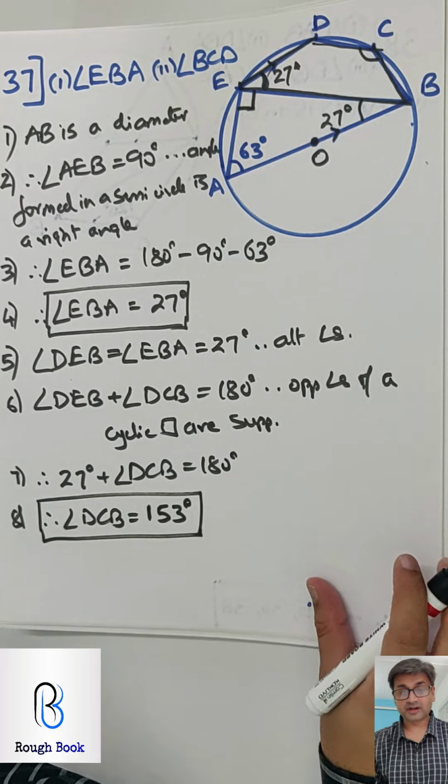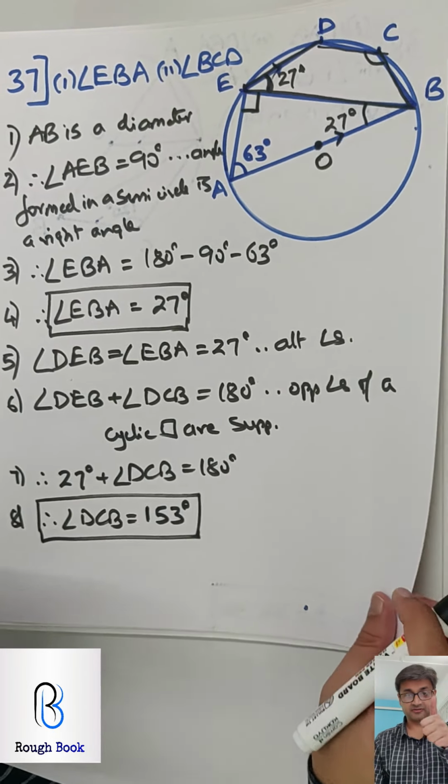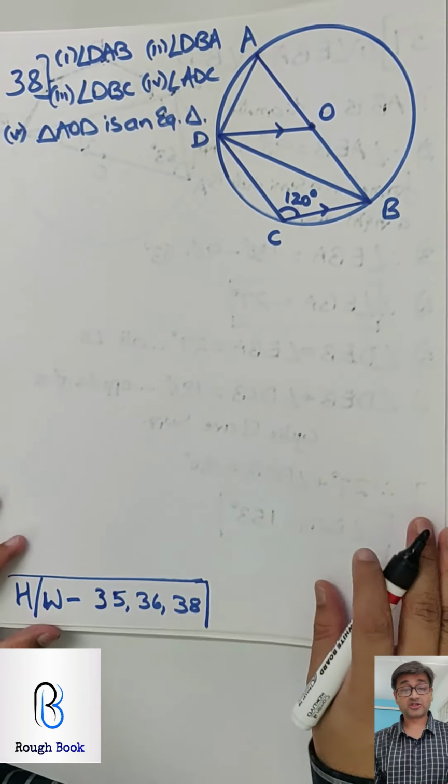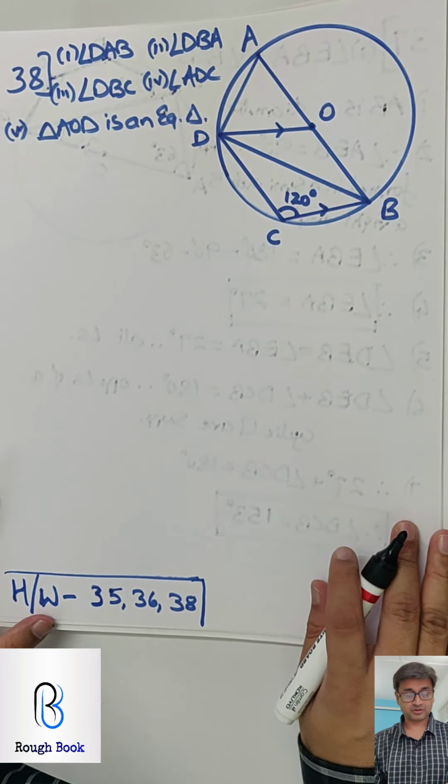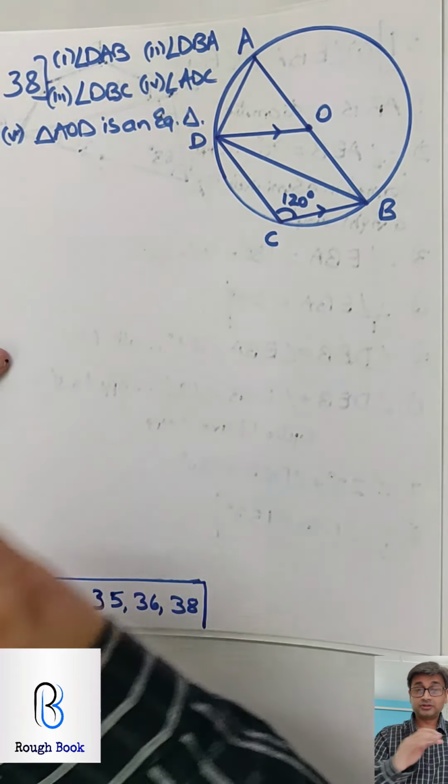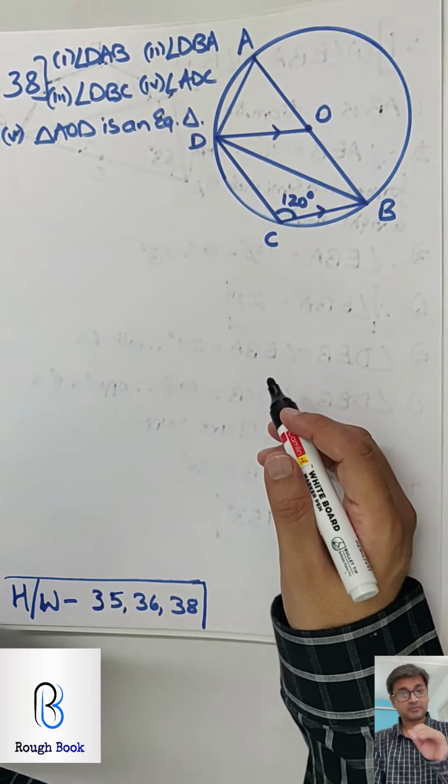How many of you were able to write this on your own? Pat yourself. Great job. Keep it up. Last question, 38, and then we can pause. So come on, let's try 38. Simple. This is a lot of subparts, but not difficult.